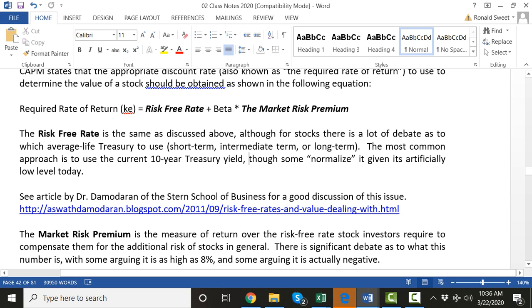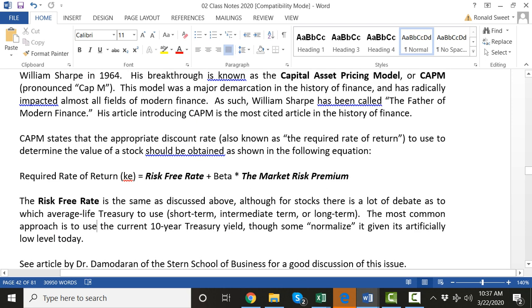There is a lot of debate about which Treasury to use, but in practice, the most common approach is to use a 10-year Treasury. There is an article, a blog, a little bit old but it still works today, written by Dr. Damodaran, about what we do with these low interest rates. My guess is he has probably changed his opinion with the 10-year Treasury falling below 1% and now just barely above 1%. But you can read that if you want more.